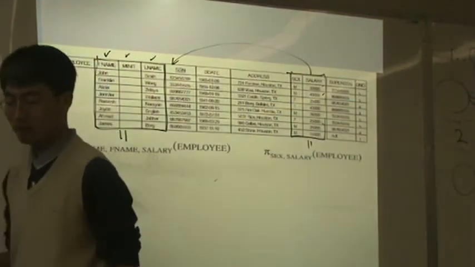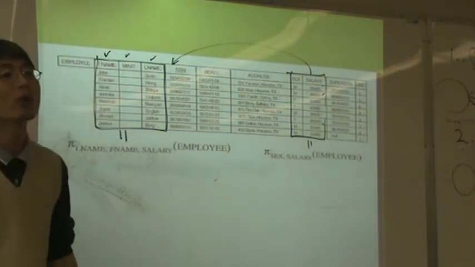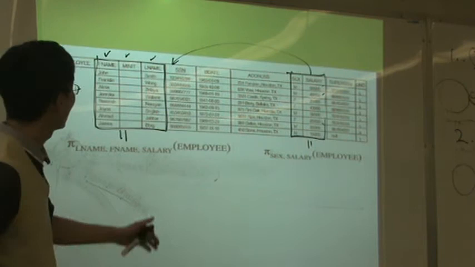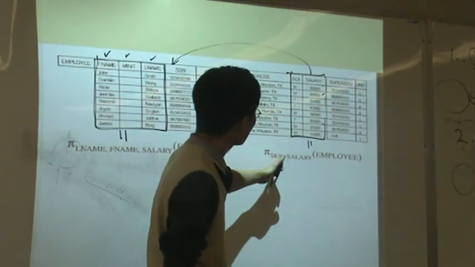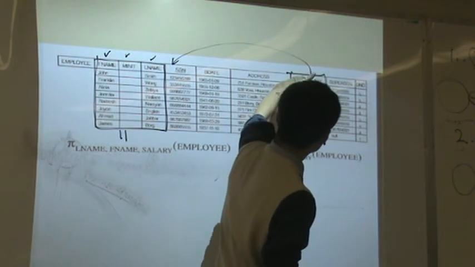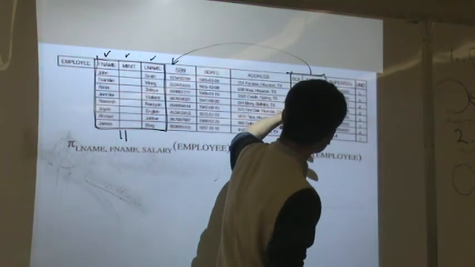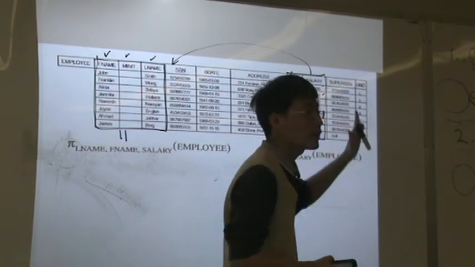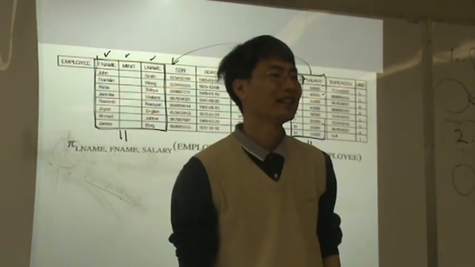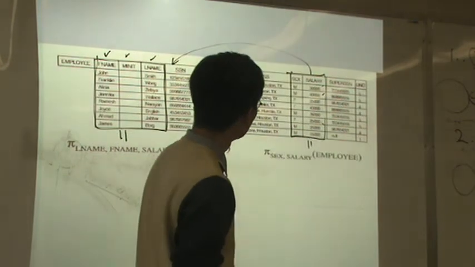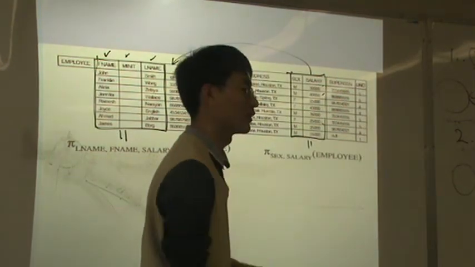So how many tuples does this operation return? 1, 2, 3, 4, 5, 6, 7, 8. All 8 tuples will be returned with the first name, middle name initial, last name, and the salary. What about this? Sex and salary. How many tuples? 1, 2, 3, 4, 5, 6, 7, 8, with the sex and salary attributes? No. It will return only 7 tuples.